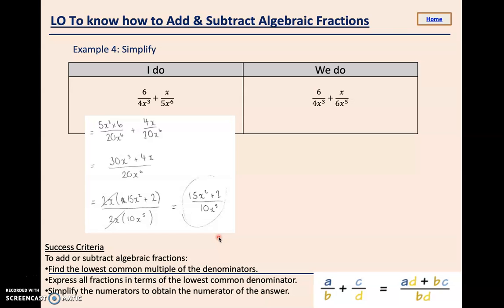Now if you can pause the video and spend 2 minutes trying to solve the we do. And there is the answer for your we do. These have got a little bit trickier now that we're involved in multiplying by powers of x. But still, the method is still the same.